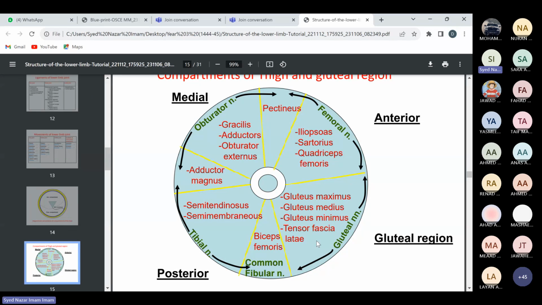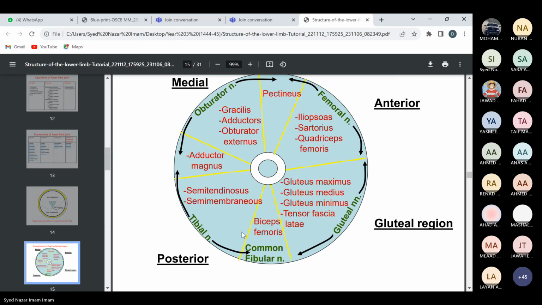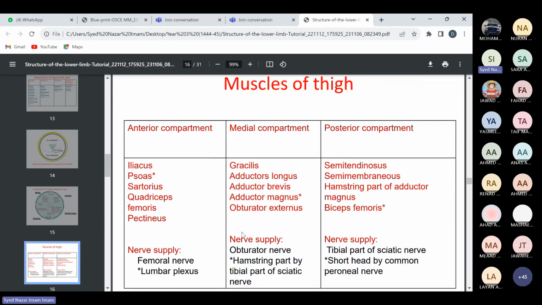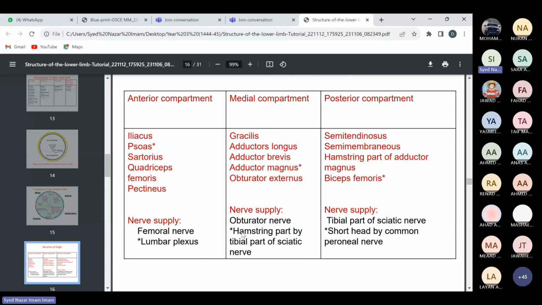Fascia. So this is the muscles of the thigh and the gluteal region. Thigh, again, we have anterior compartment, medial compartment, posterior compartment, and the gluteal region, which is just above the posterior compartment of the thigh. These are the muscles of the thigh and their nerve supply.